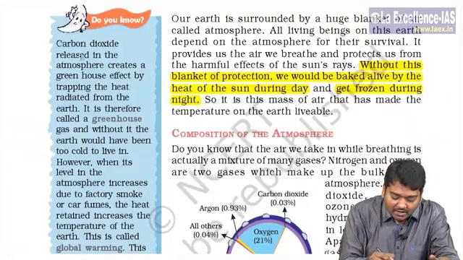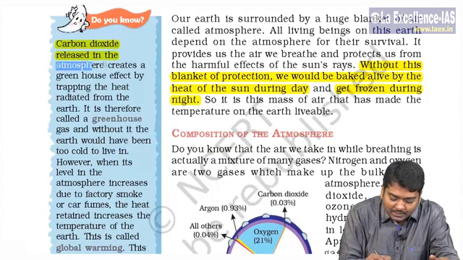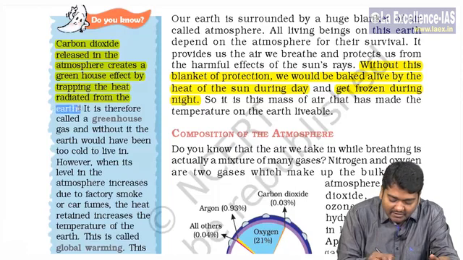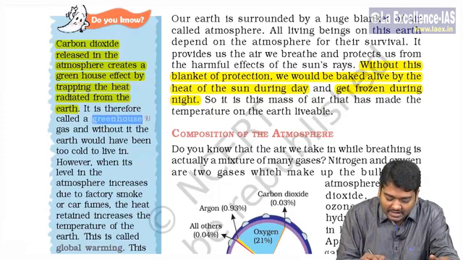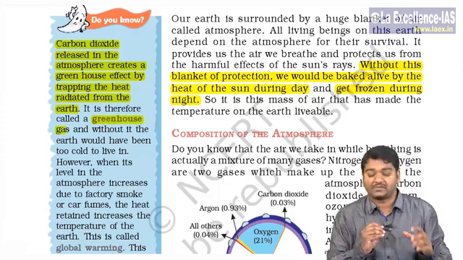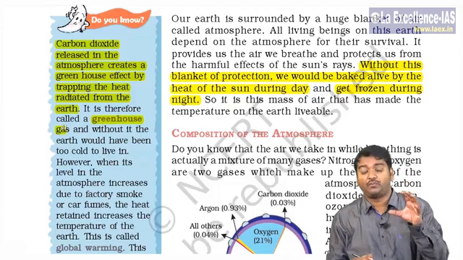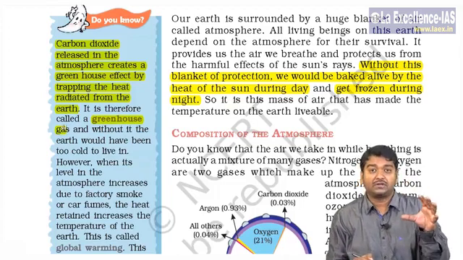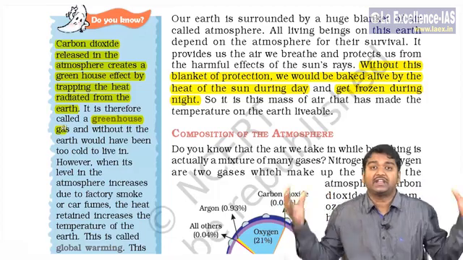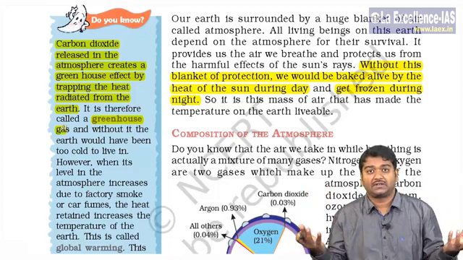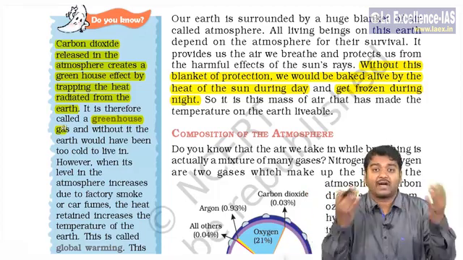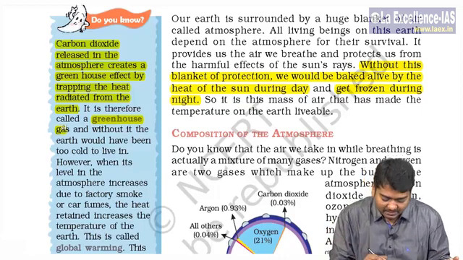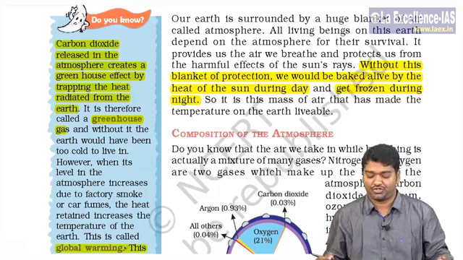Carbon dioxide released in the atmosphere creates a greenhouse effect by trapping heat radiated from the earth. It is called a greenhouse gas. I have already explained this, and it was very, very important initially because the earth would have frozen at night if carbon dioxide was not present. But now, with more carbon dioxide being present, it has become a global warming issue.